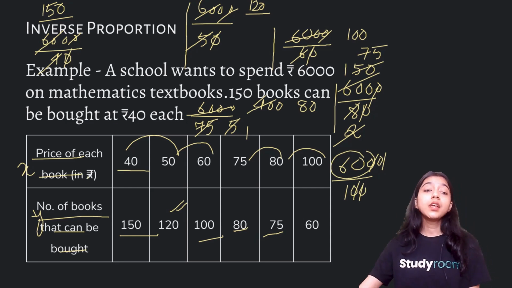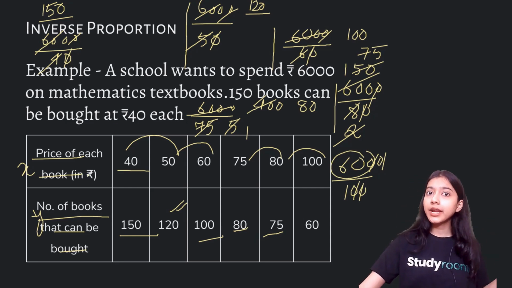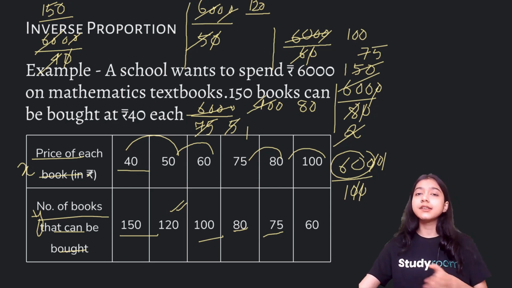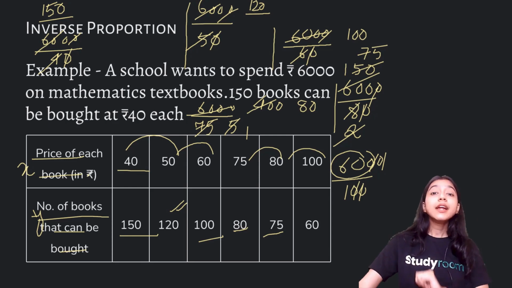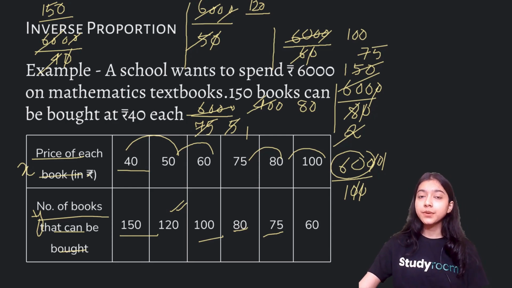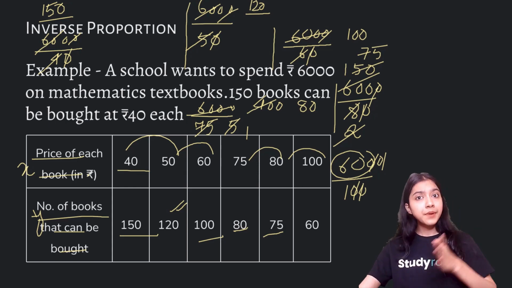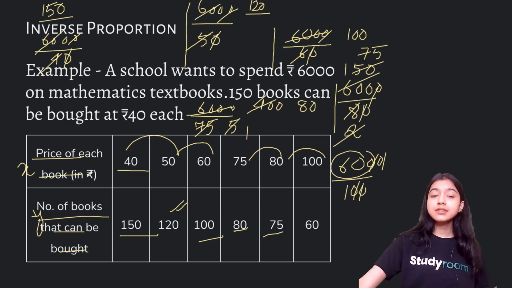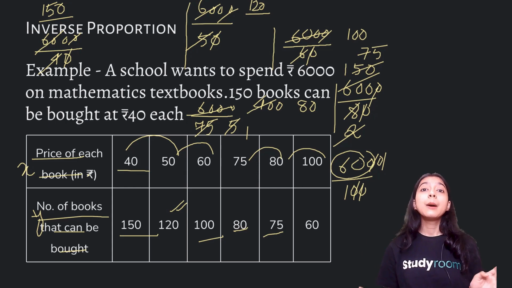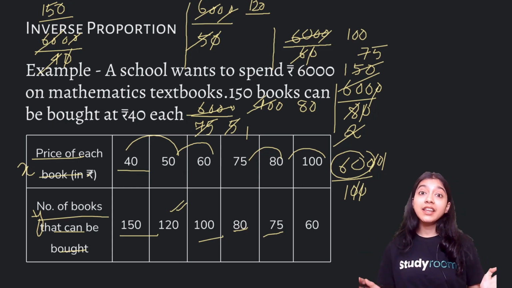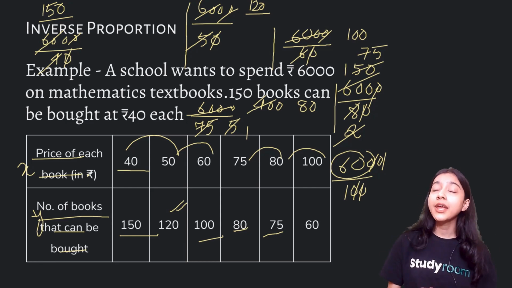So what is happening? Price is gradually increasing one after the other and thus the number of books that I can buy is decreasing. Now, how to check whether these two quantities are in direct proportion or in inverse proportion? This is happening: price is increasing, variable X is increasing and thus variable Y is decreasing. But is this increase and decrease taking place correspondingly and in proportion or not, we have to check.